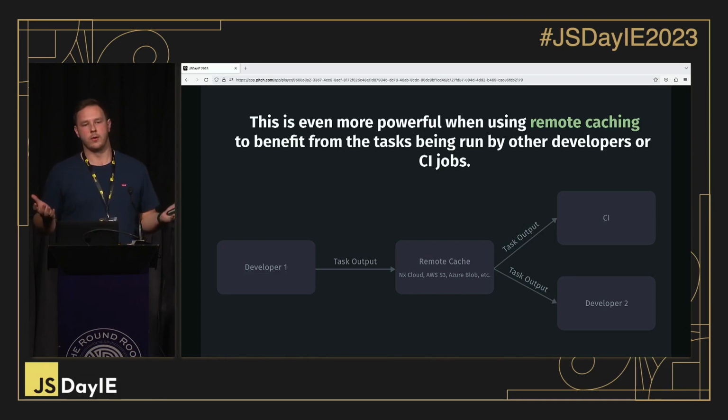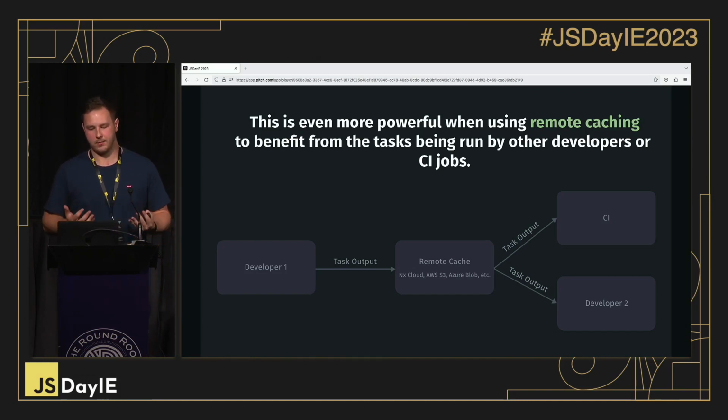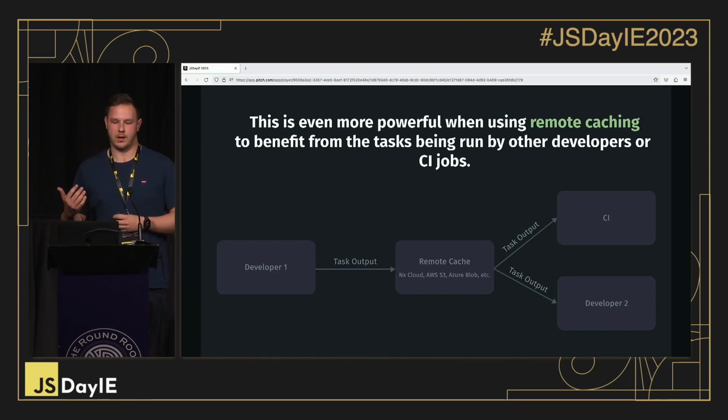And if anyone else has ever run the same task on the same set of files in the same state before, they don't have to rerun that task. They can just use what's already been cached and don't have to wait for that task to run.